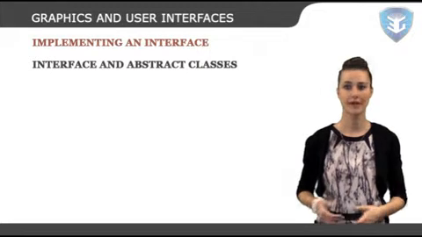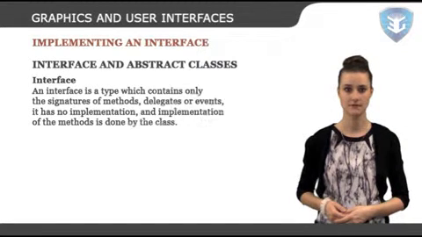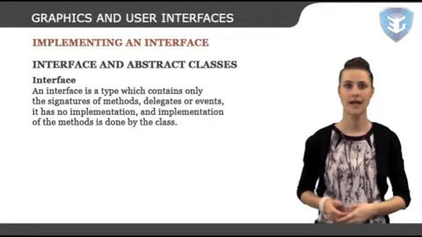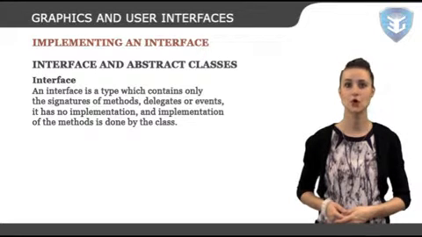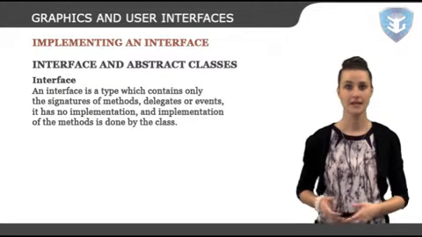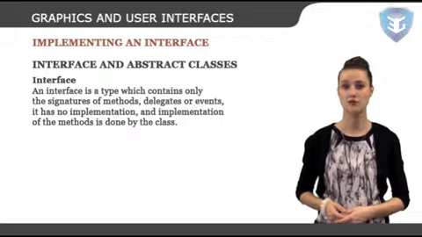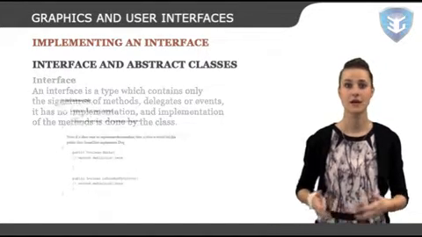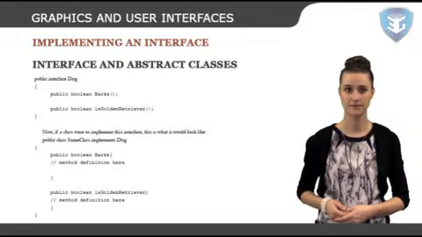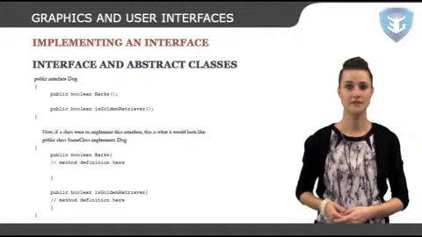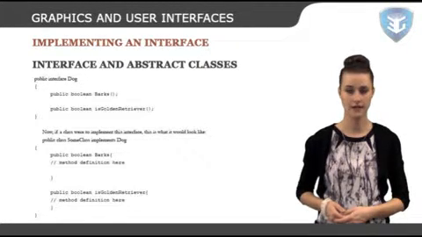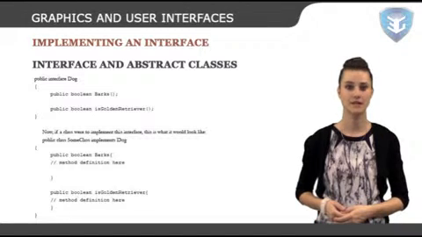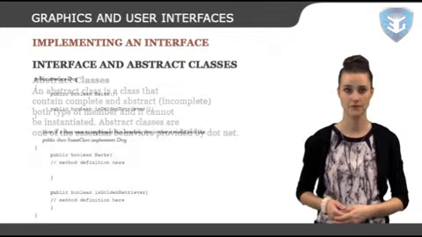Let's now take a look at interfaces and abstract classes. Interface: an interface is a type which contains only the signatures of methods, delegates, or events. It has no implementation, and the implementation of the methods is done by the class that implements the interface. An interface is a contract that defines the signature of the functionality. So if a class is implementing an interface, it says to the outside world that it provides specific behavior.